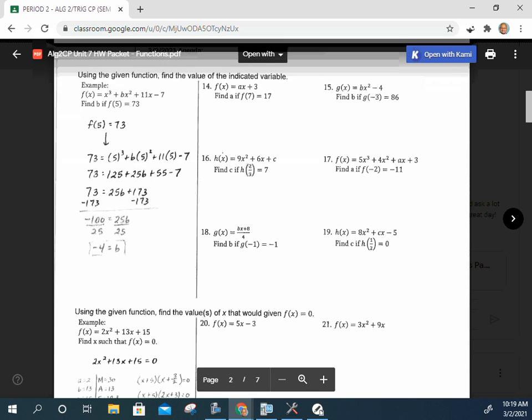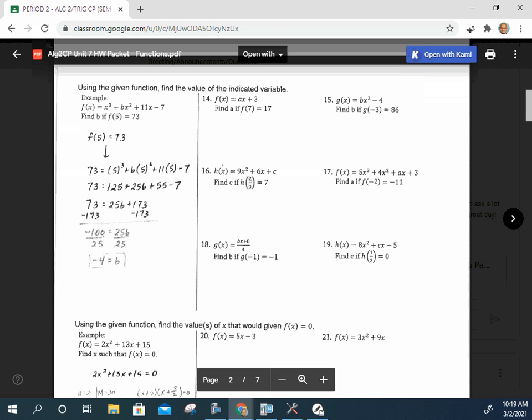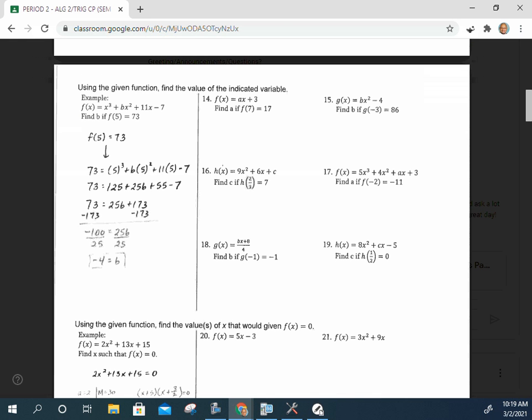All right, the second part, find the value of the indicated variable. So this is actually to find b, if f of 5 equals 73. So this is like example 3 from the notes. Plug 5 in, and then set the function equal to 73, and then solve out the rest of the problem. So everything there is pretty self-explanatory from there.